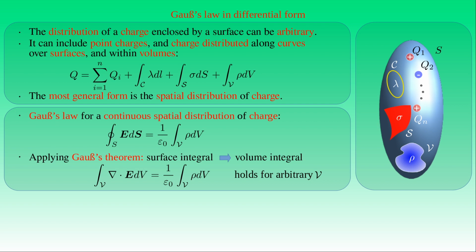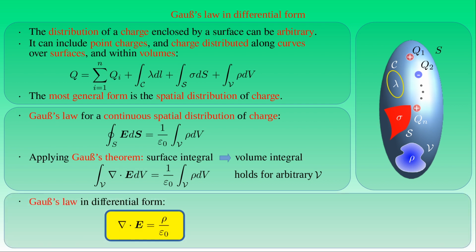As a result, we obtain Gauss's law in differential form, stating that the divergence of the electric field strength E is equal to the electric charge density ρ divided by epsilon naught. As opposed to the integral form of Gauss's law, the differential form describes a local relationship between the electric field and the spatial distribution of charge.